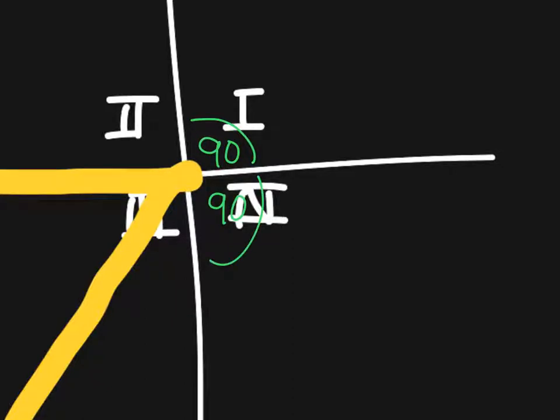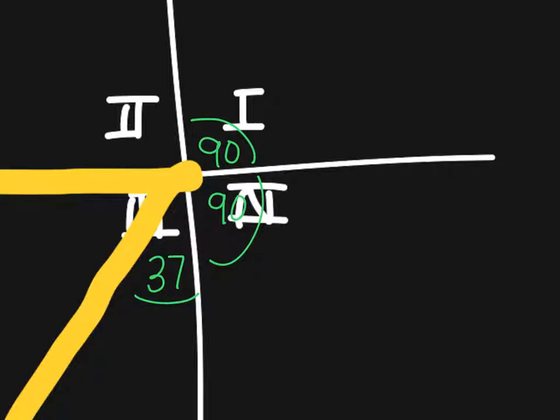So 90 and 90. How much more beyond that am I into quadrant 3? I've got 90 and I've got 90. I need to get to 217. So how much more? 217 minus 180, which is 37. So that's 37 more. Add them all up, 90 and 90 and 37, that's 217. That's where I need to be for my bearing, because you always go clockwise.